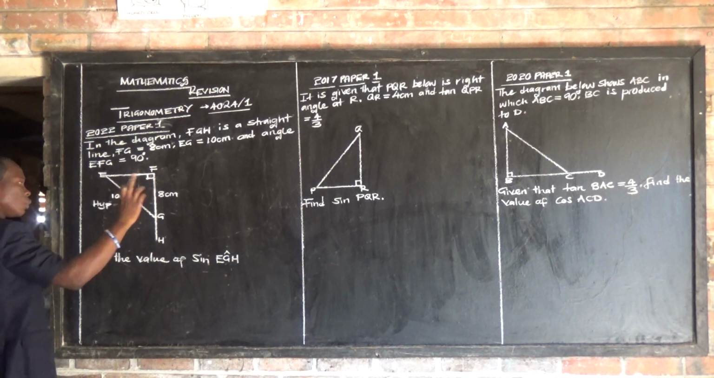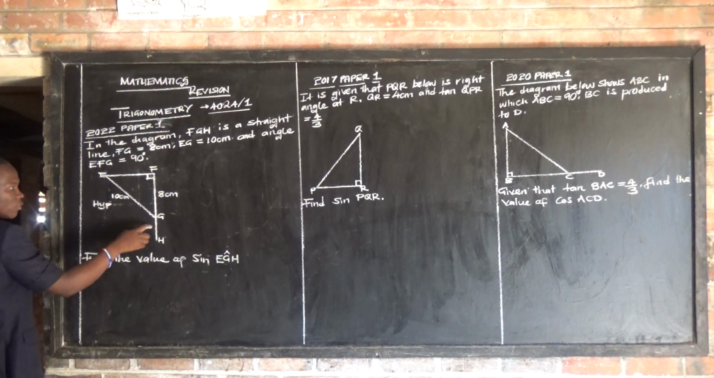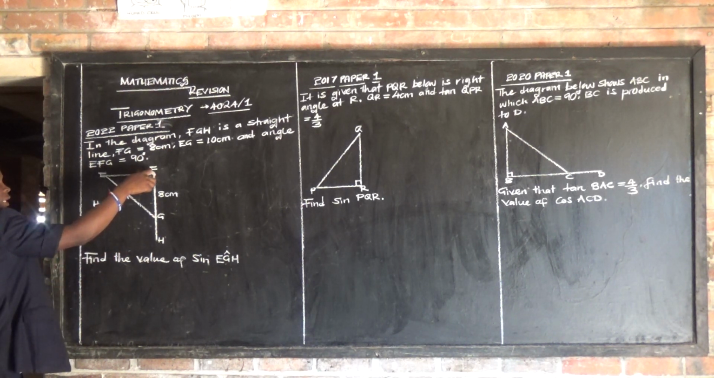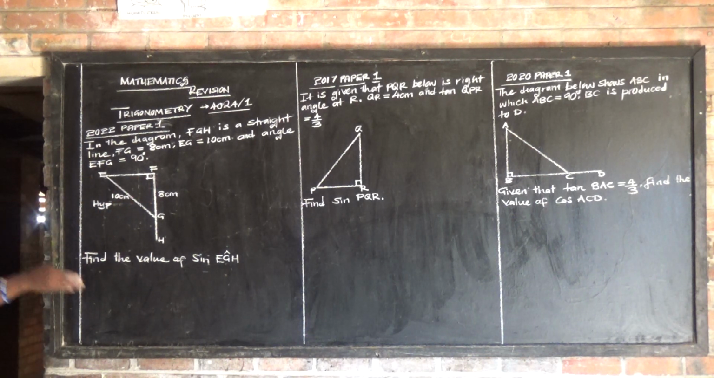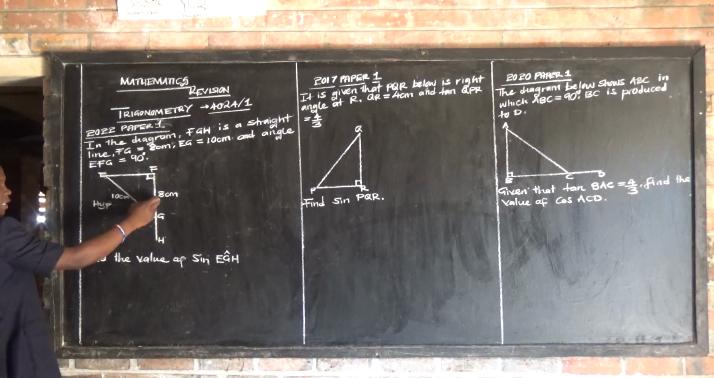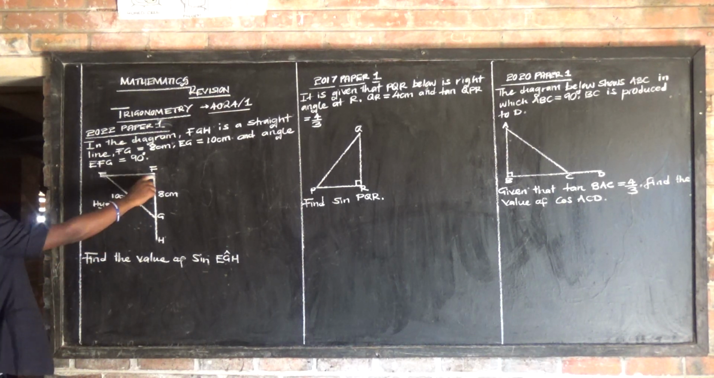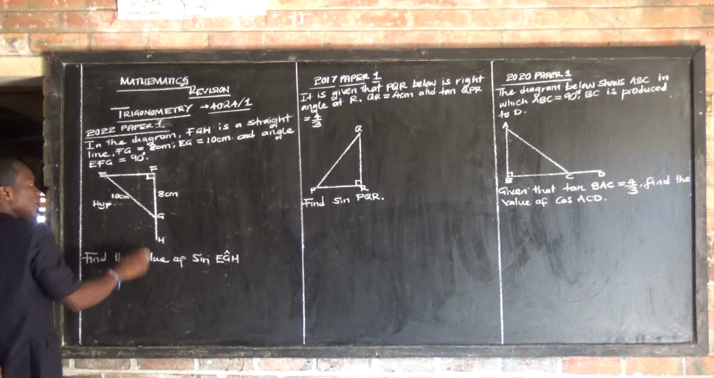So what we need to do is find this side. We have the hypotenuse, then we have this other side, which is 8. So we need to find this other side. We are going to use Pythagoras theorem to find this third side. We have been given two known sides, and we need to find the third side. Are we together? So let's find the third side by using Pythagoras theorem. Now let's find EF.